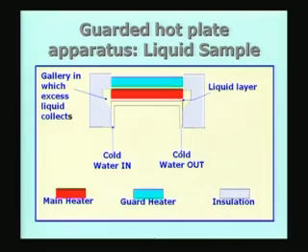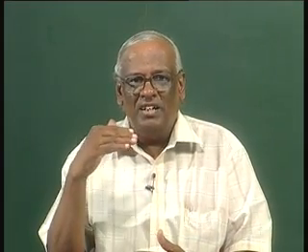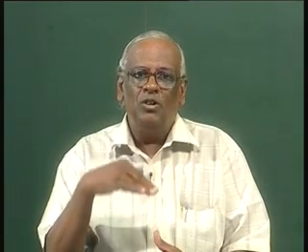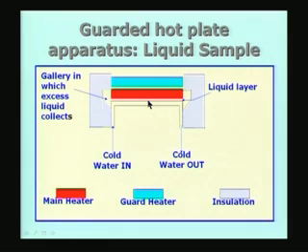If you remember, in the case of solid, I had two samples, one at the top, one at the bottom, and half the heat went from the top side and half from the bottom side. Here I cannot have that facility, because I want the high temperature at the top and the low temperature at the bottom. The only way I can do that is to have a single layer of the sample. So I have a single sample layer, and therefore the main heater in this case will have to be backed by a guard heater. So there is a guard heater here and the main heater here.